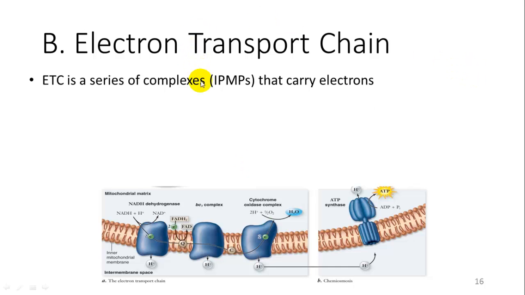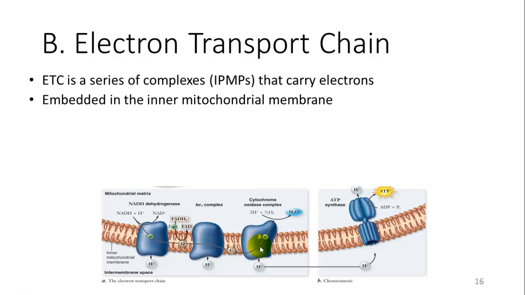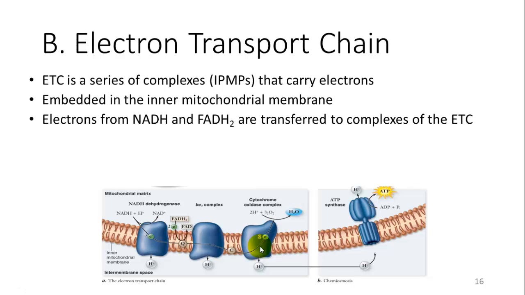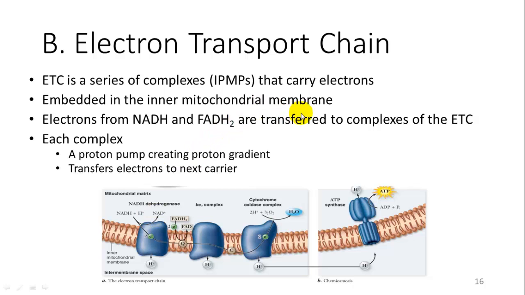This is a series of integral plasma membrane proteins that carry electrons, and as that electron is passed from one to the other, it has energy available from it. It's reduced in its energy state, and that energy can be used for a number of processes. So it's embedded in the inner mitochondrial membrane. It gets electrons from NADH and FADH2. And each complex helps to create a proton gradient to be used by a proton pump, and transfers electrons to the next carrier.